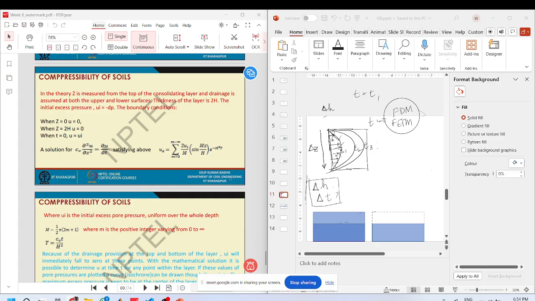Ma'am, what do we need to know in the modeling of soil? Please repeat. Ma'am, what parameters should we know before modeling any soil? Okay, the parameters that you should know.